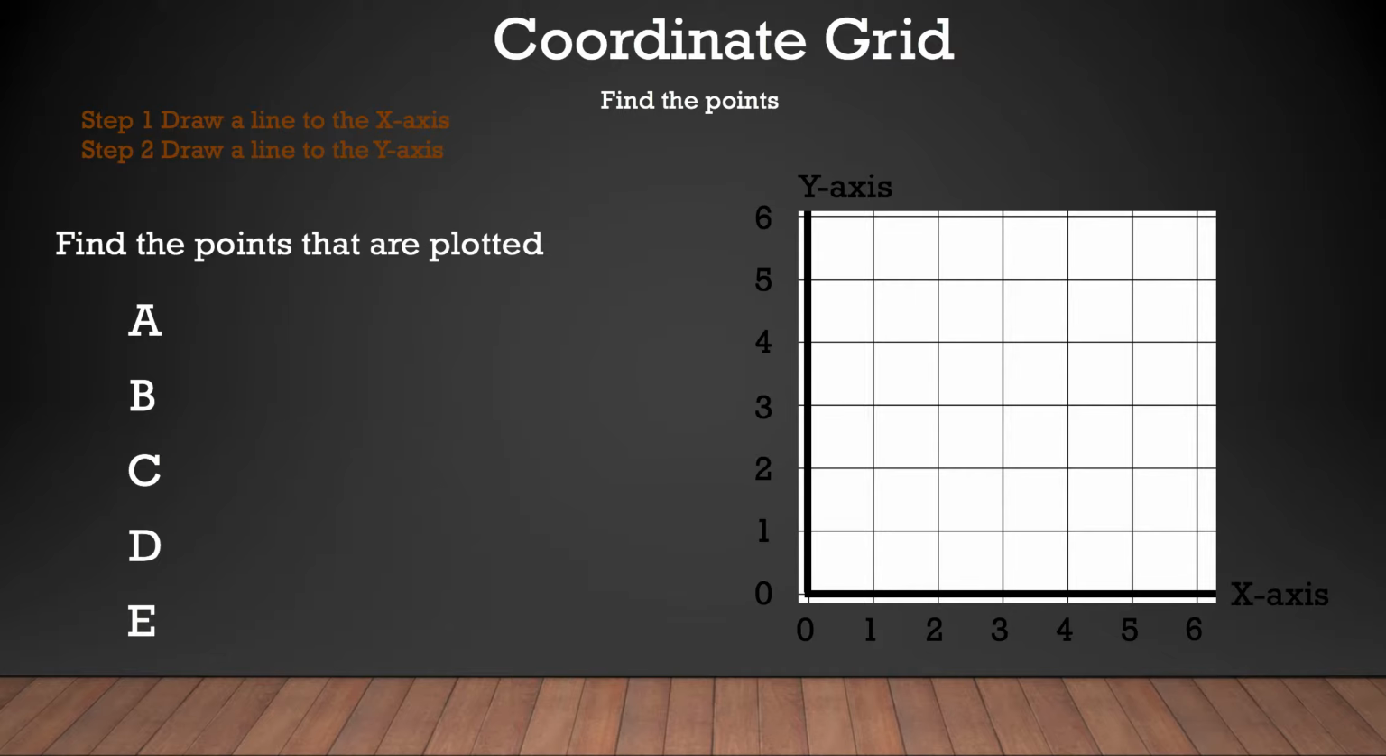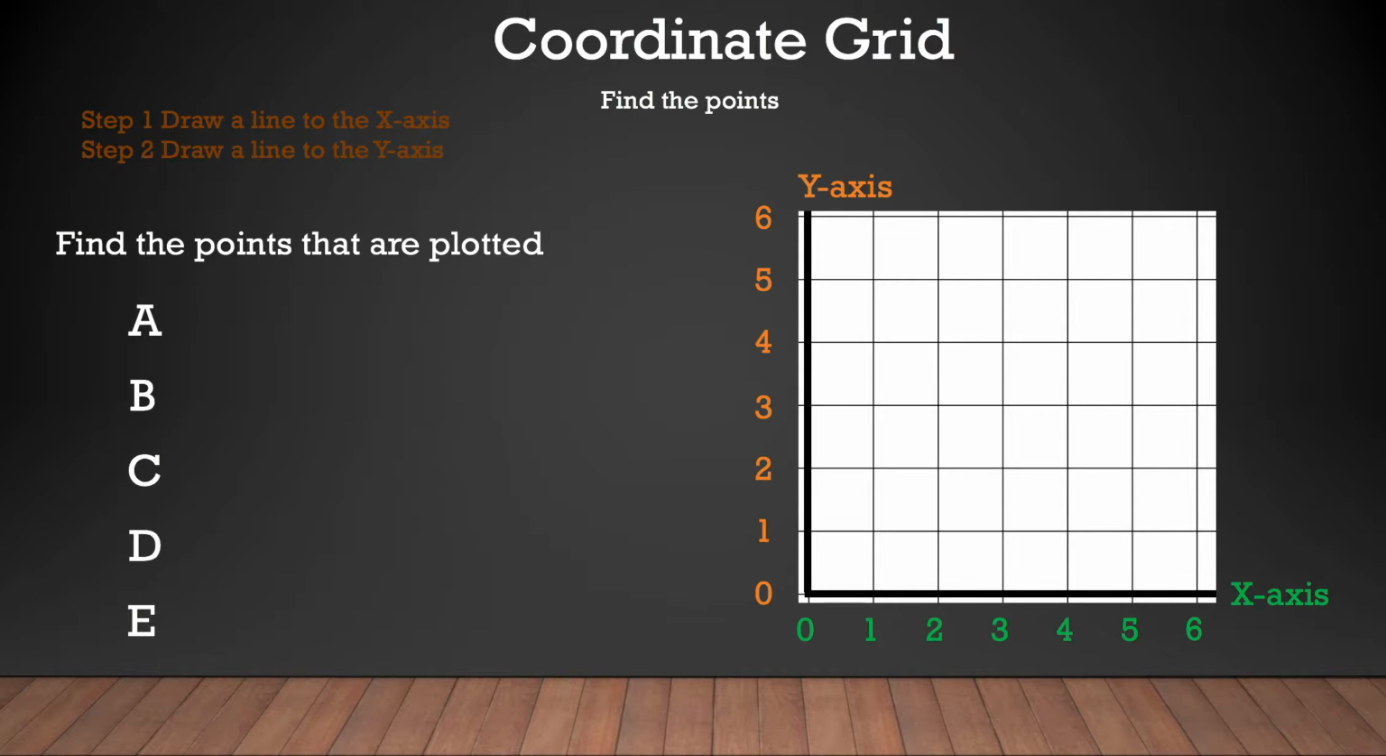So let's go ahead and make these things a little bit more colorful so that you can realize the x-axis is the green, which is the first number in your ordered pair, and in your orange or yellow is the y-axis, which is your second number in your ordered pair. So let's go ahead and add the points that we're going to be talking about.